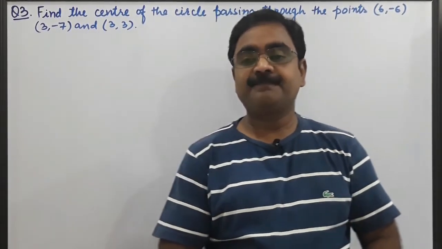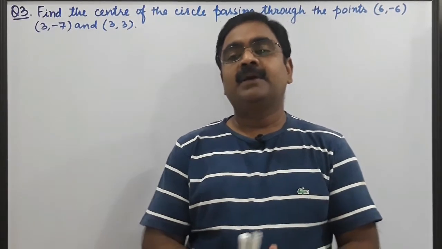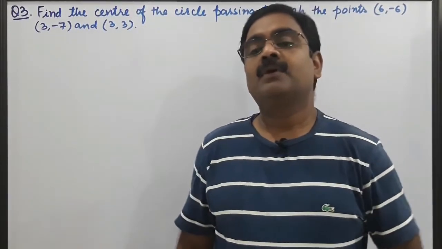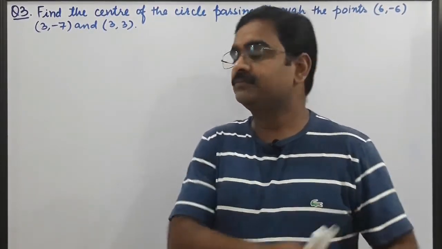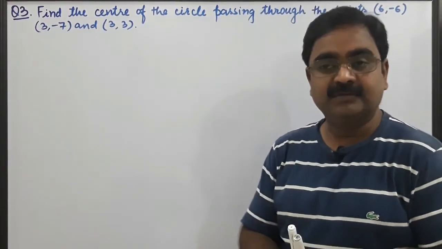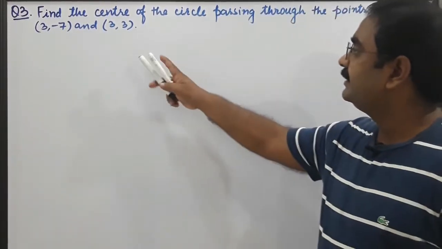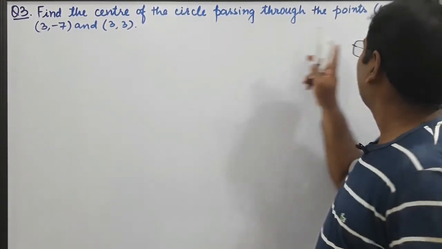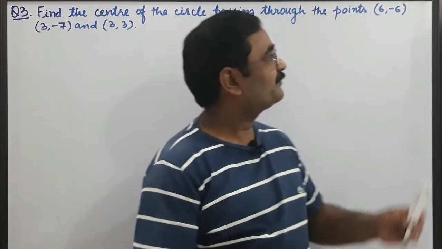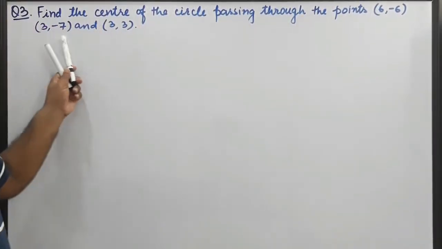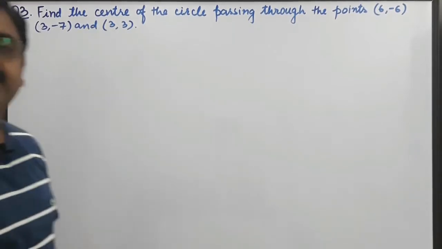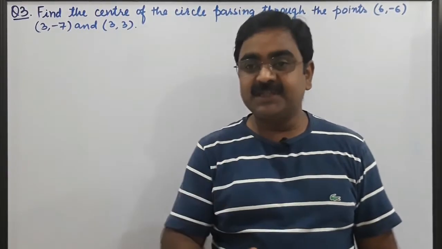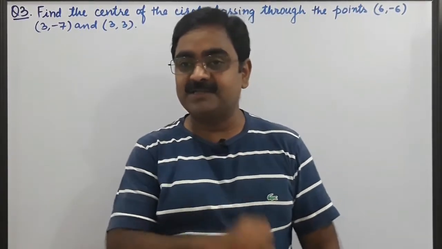So dear students, today I am going to discuss a few other important questions of exercise 7.4. The question number 3 we have here. In this question it is given: find the center of the circle passing through these 3 points: (6, -6), (3, -7) and (3, 3). So here 3 points are there. With these 3 points the circle is passing.